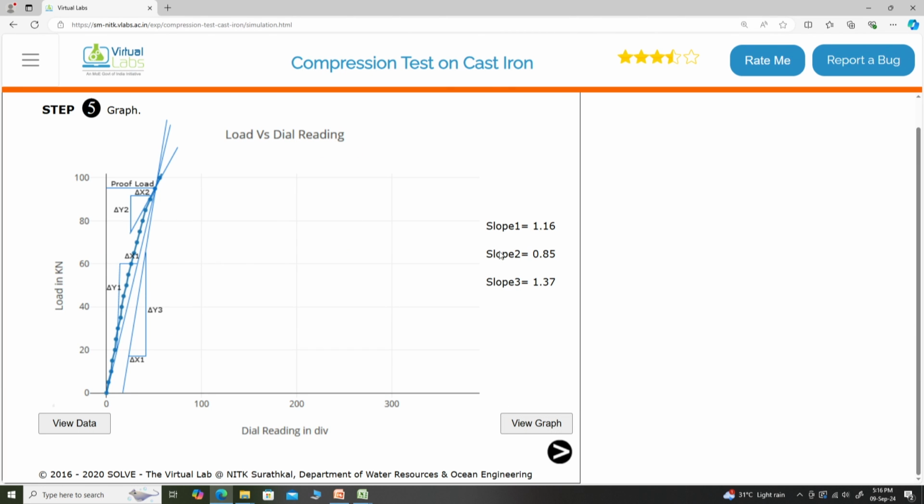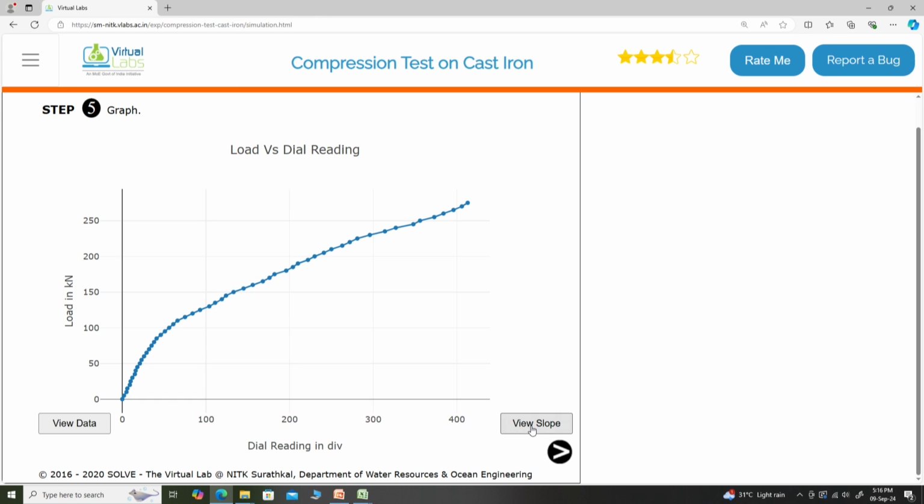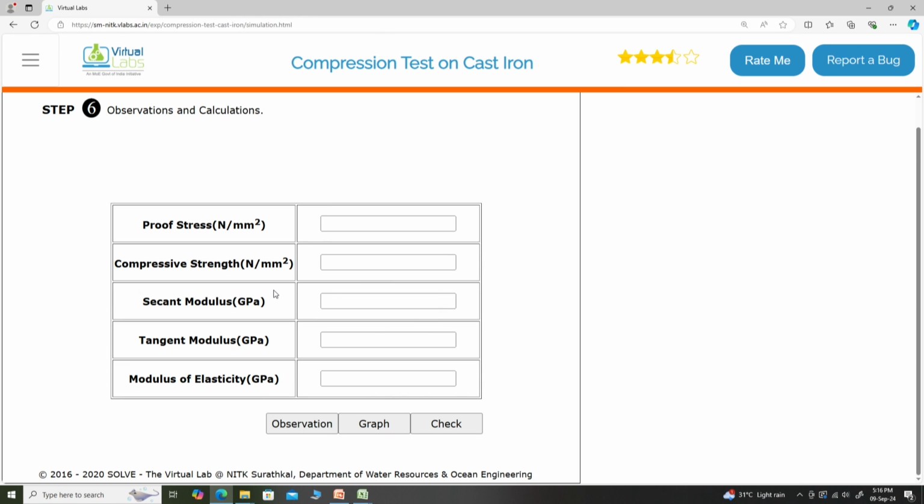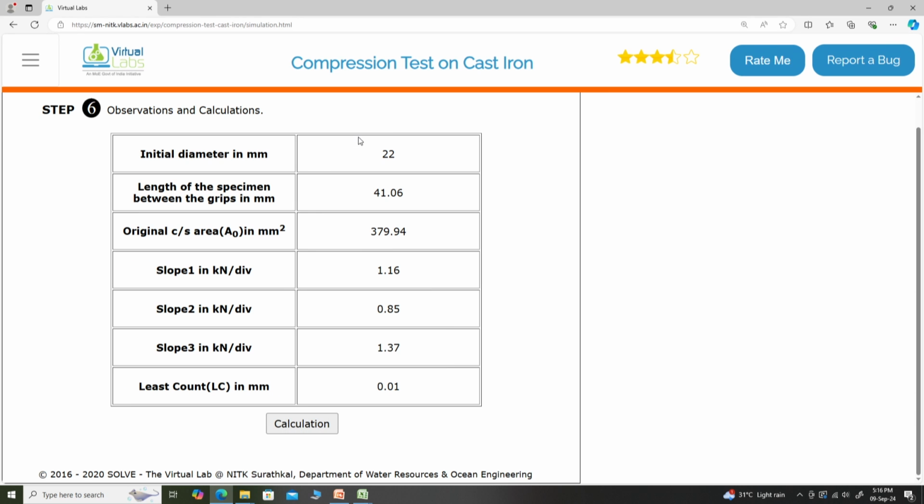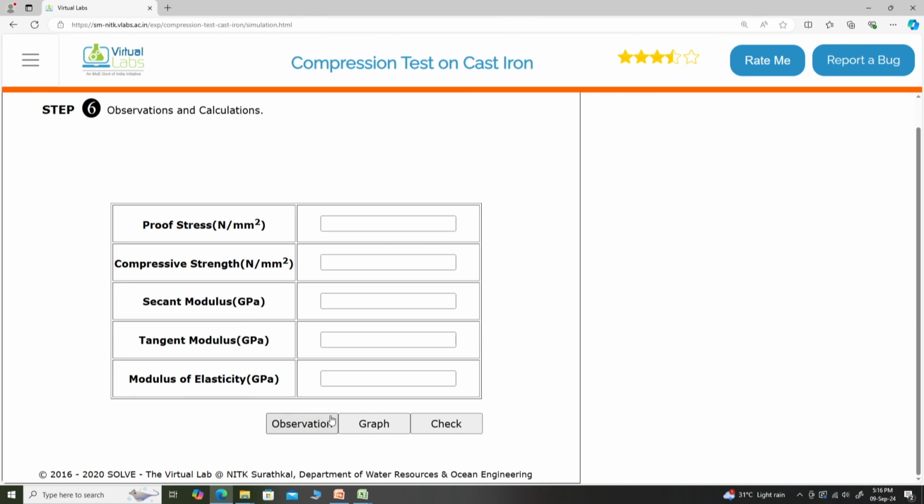We can also view the slope. Slope 1 is 1.16, slope 2 is 0.85, slope 3 is 1.37. Then we will view the graph once again. We can view the graph at any point, and we now test our calculations by putting in all the observations gotten through the experiment. The initial diameter and the length of the specimen between grips are 22 mm and 41.06 mm respectively. The area is calculated in millimeter square, that is 379.94 millimeter square. Slope 1, slope 2, slope 3 and least count are given. Using these, we can put the values here and check them.